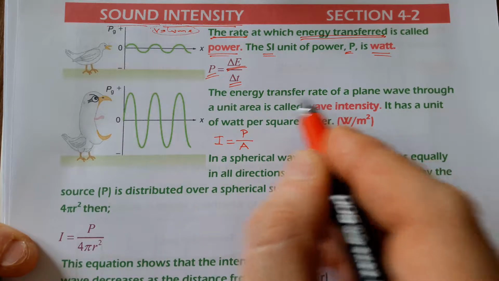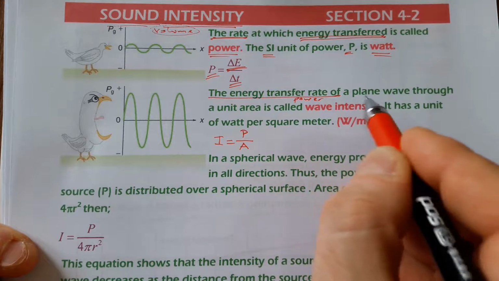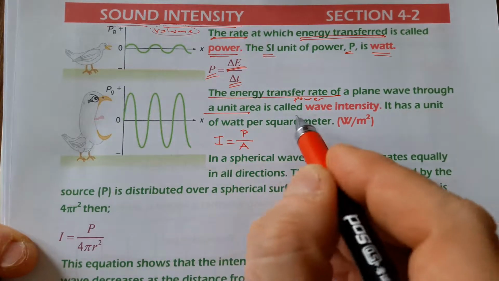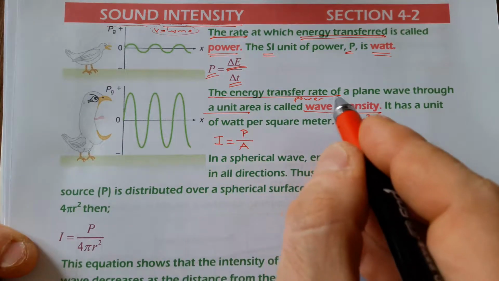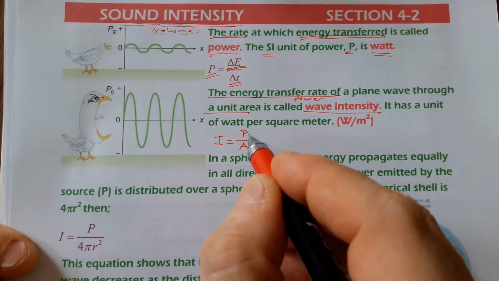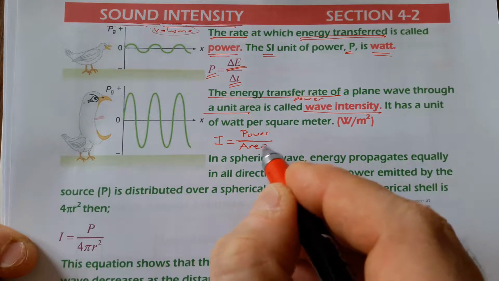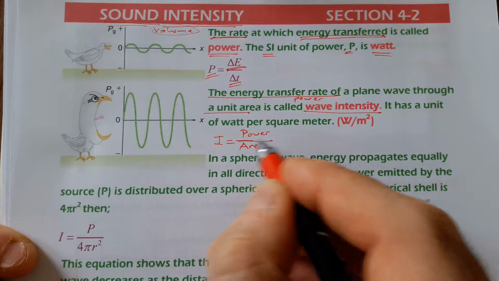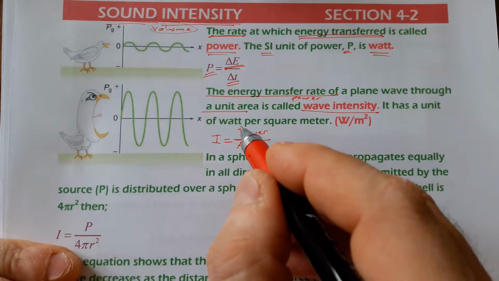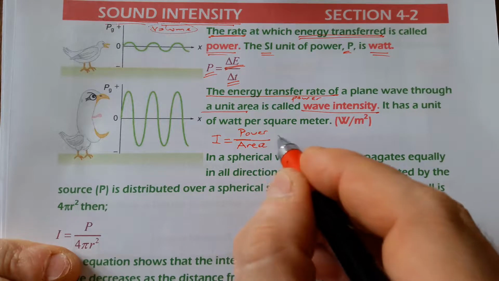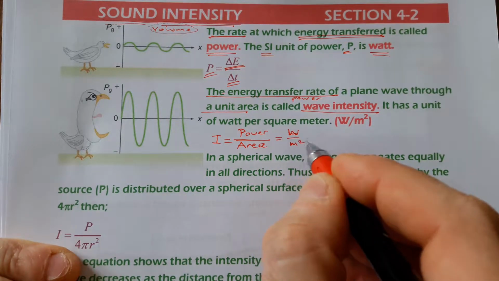The energy transfer rate, which is the power, of a plane wave through a unit area is called wave intensity. When it says a unit area, you understand that you are going to divide power by area. Power divided by the area over which it is distributed is called sound intensity or wave intensity. So it has a unit of watt per meter squared. Power is watt, area is meter squared, so it becomes watt per meter squared.